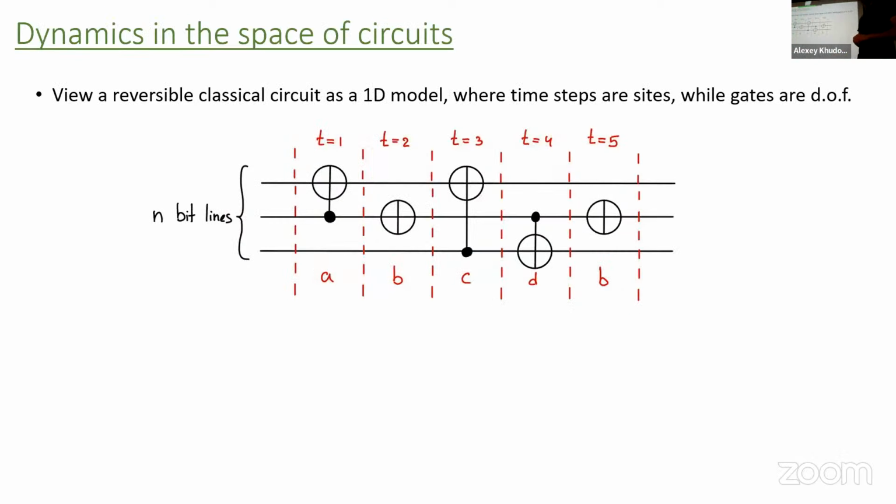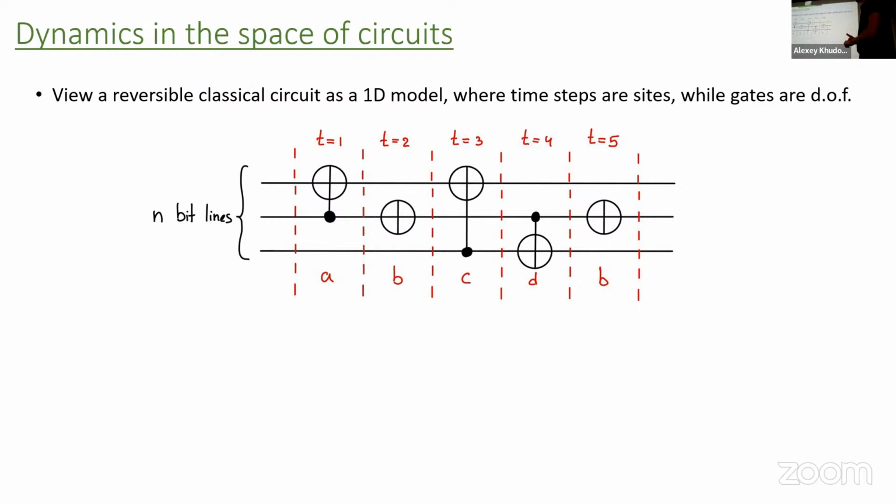So we can consider a reversible classical circuit, and we can look at it as a 1D model where at each time step we only allow for a single gate, and then we denote different gates as different degrees of freedom. So suppose this C naught, I will call it A, and this naught I will call it B, and so on. And for example, here we have a naught, and here we have the same naught, so they are both B's.